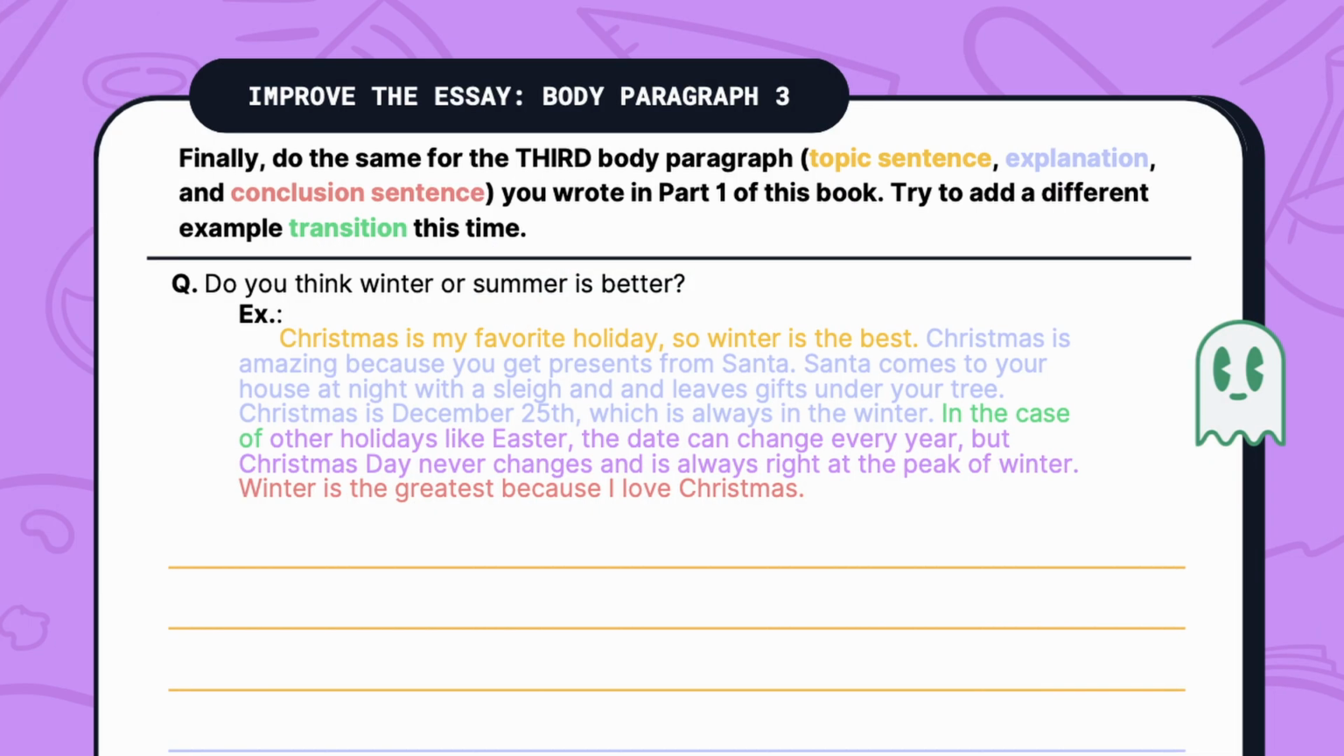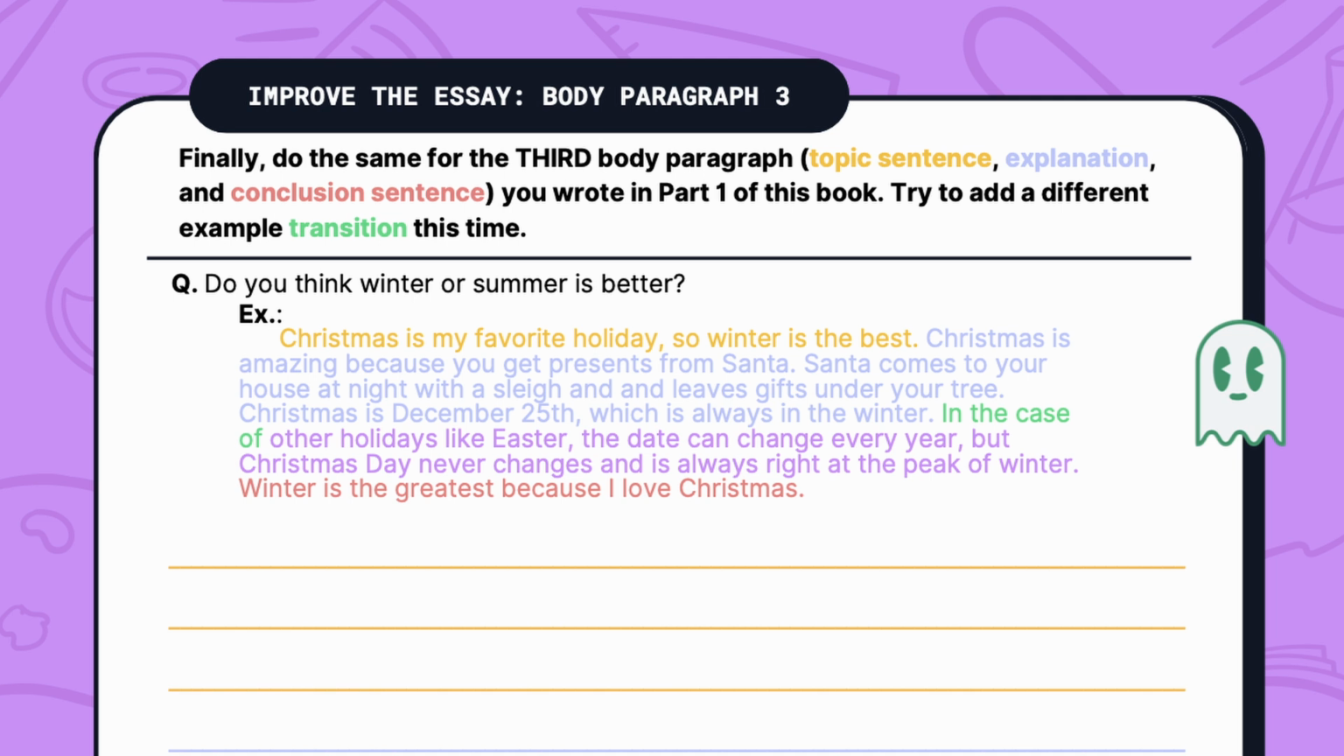Finally, we can improve our third body paragraph. You'll write your topic sentence, explanation, and conclusion sentence from the essay you wrote in part 1 of this book. Try to add a different example transition this time. The essay question is still, do you think winter or summer is better? Here's an example of a third body paragraph using an example transition and an example.